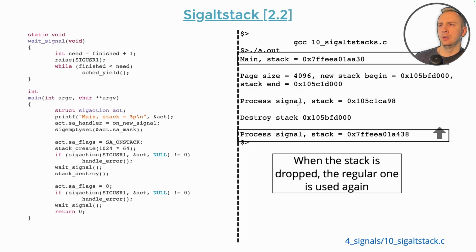And then the second time, when I call it without the custom stack, I can see that the value is very different now. The stack of the signal handler is very close to the main thread stack.